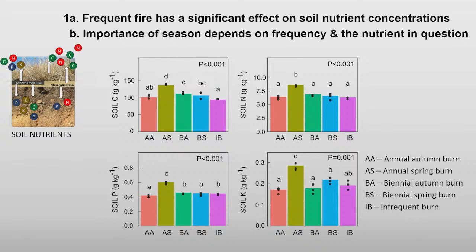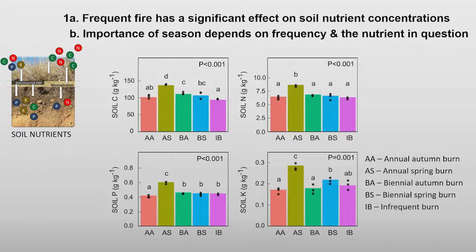We did find, in the soils, that frequent fire has a significant effect on soil nutrient concentrations, but that the importance of season is dependent on the frequency of fire and the actual nutrient in question. So if you have a look at this figure, the nutrient is on the y-axis and treatment on the x-axis. That's the annual autumn and spring, the biennial autumn and spring, and the infrequent burn. So carbon content of the soil increased with fire frequency.